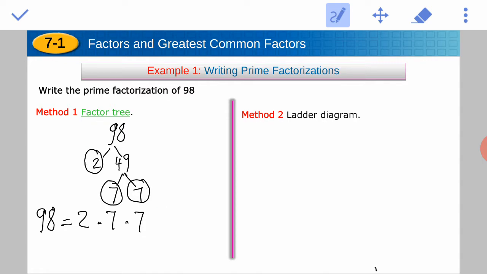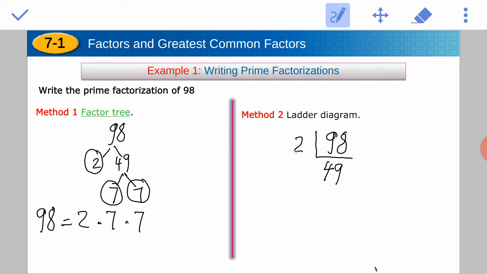Method number 2, we call it the ladder diagram. You can use either the first method or the second method. In the ladder diagram, you put the number on the top, 98, and you put it in a tiny box like that. And you need to try dividing by the prime numbers in order. The first prime number in our list is 2. Since this number is an even number, it's divisible by 2, so you need to try dividing this number by 2. When you divide 98 by 2, it gives you 49.